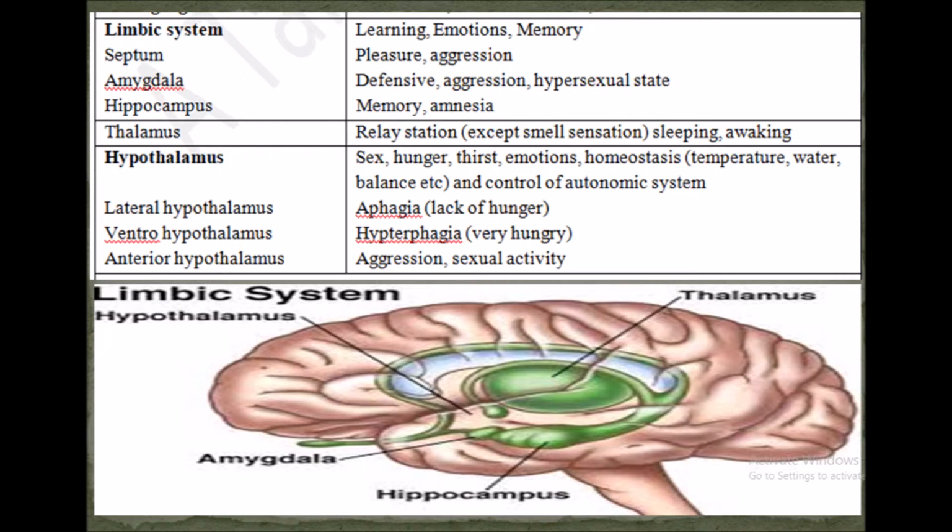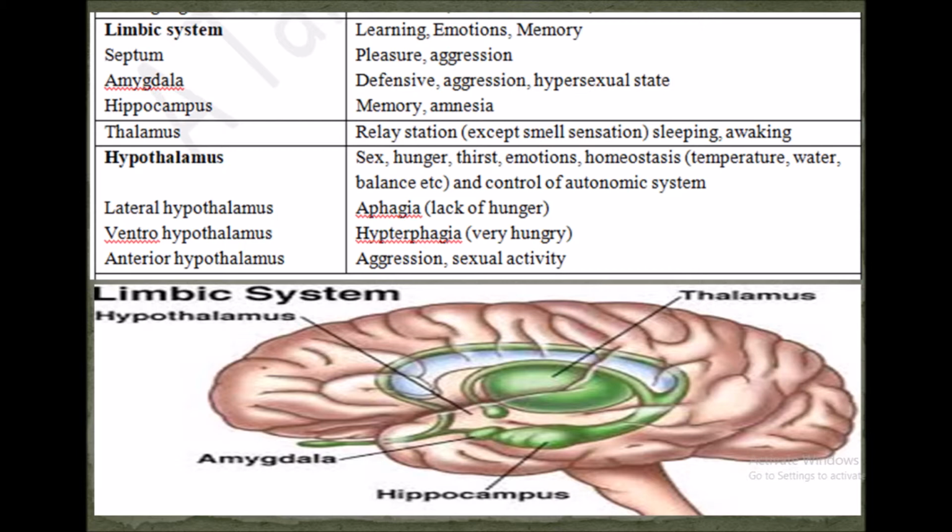After that, hypothalamus is another part of the brain and is linked with the thalamus. Hypothalamus is involved in sex, hunger, thirst, emotion, homeostasis, for example, temperature, water balance in the body, and control of autonomic system. You can divide the hypothalamus into further three parts. First is lateral hypothalamus, second is ventral hypothalamus, and third is interior hypothalamus.